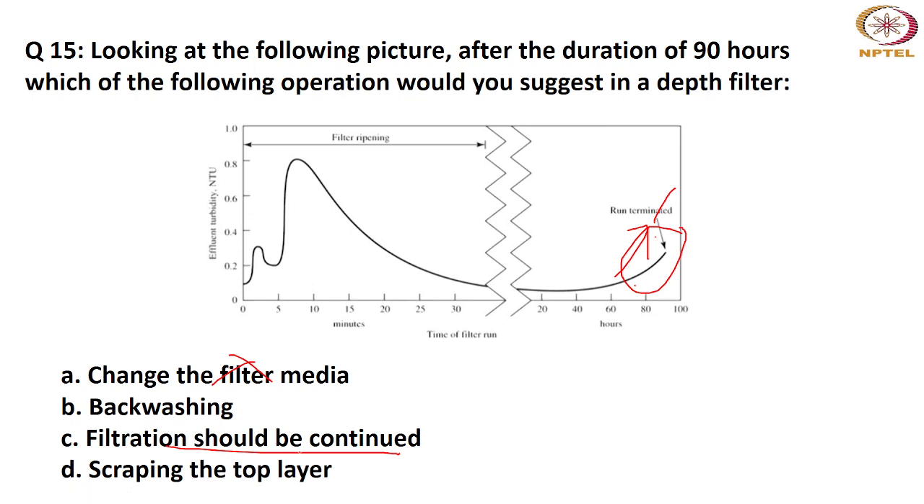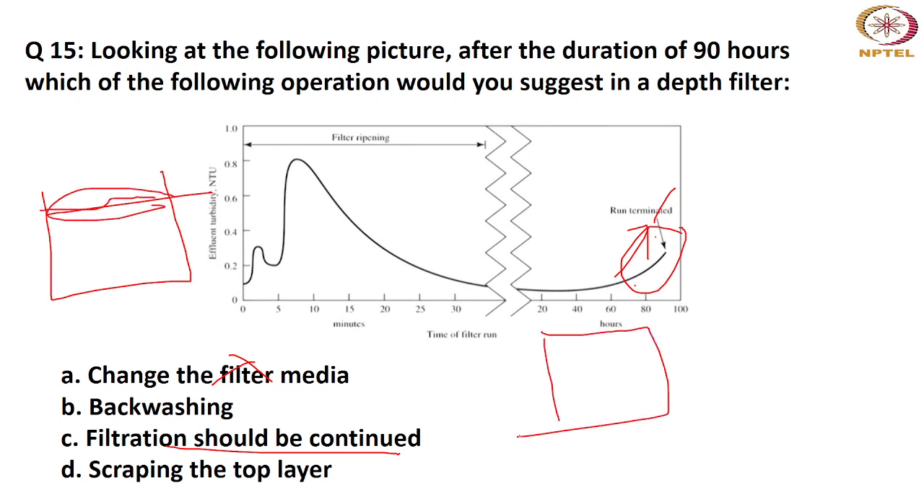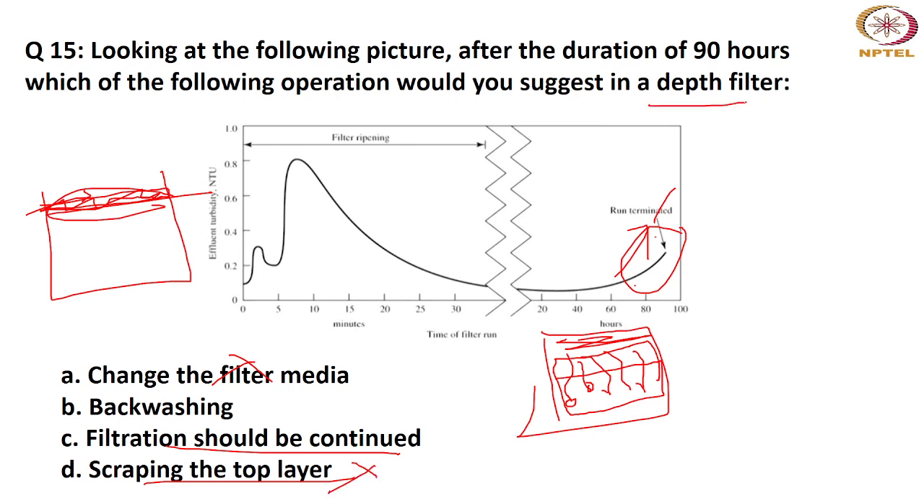Then the scraping of the top layer, no, because in case of a rapid sand filter only, we will scrape the top layer. In a rapid sand filter, mostly the top layer is working, right? Where the straining, adsorption, and sedimentation are happening. But in case of a depth filter, every portion of the filter is acting for the filtration, right? So you have to clean all the sand particles everywhere, not only the top surface. So scraping of the top surface is not a good job for this depth filter. The only option is backwashing.